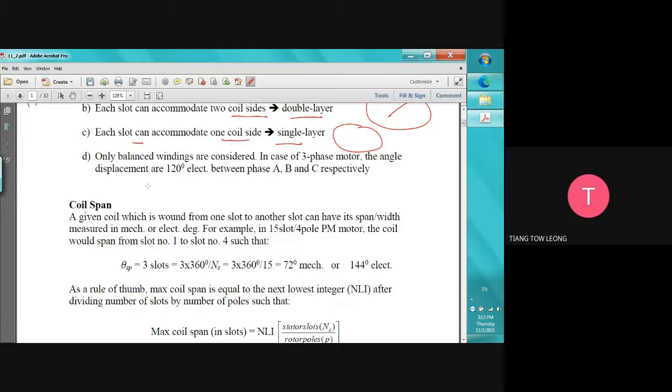Only balanced windings are considered. In the motor, we only consider balanced winding. So in the case of a 3-phase motor, the angle displacement must be 120 electrical degrees. For example, this is phase A, phase B, phase C. This must be 120 electrical degrees, 120 electrical degrees, 120 electrical degrees. It must be like this between phases ABC.